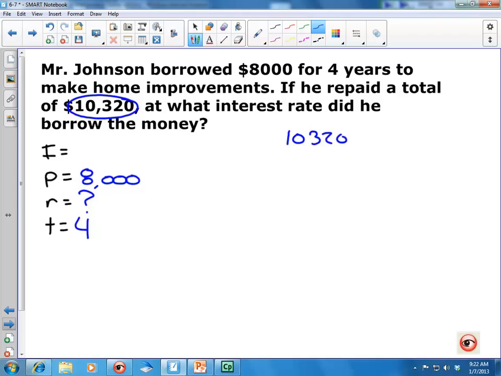So we would have to do 10,320 minus my principal of 8,000. That'll give us our interest. What is that going to give us? 2,320? Okay, so that's my interest right there.